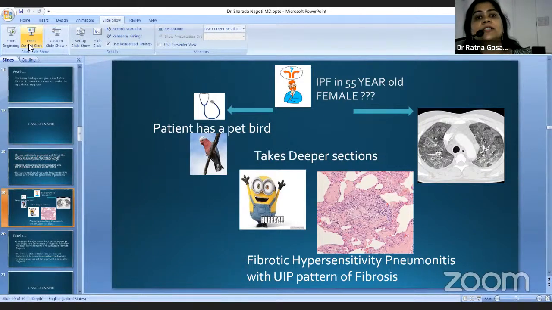Then I asked the pulmonologist, what is the history? Does the patient give any history of bird exposure? Then he said, no, there is no exposure. I said, no, you please go and take the history again and then come back to me. Then he took the history, because prior to that his residents had taken the history. So then he probed into the issue.